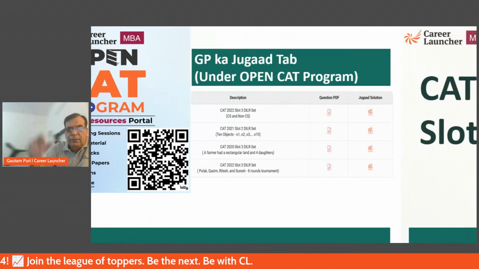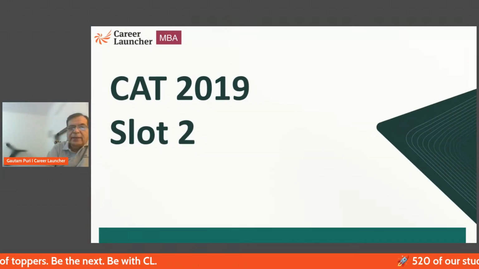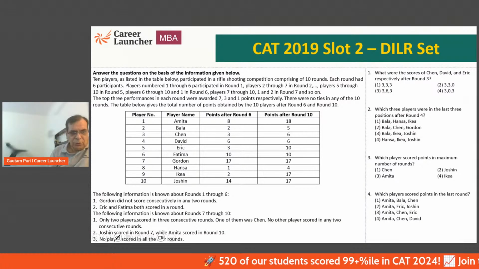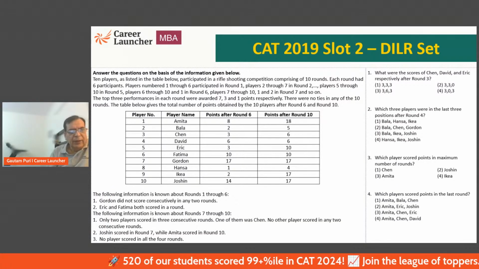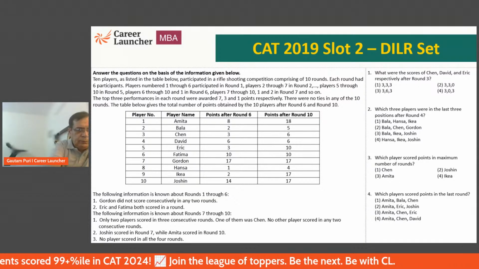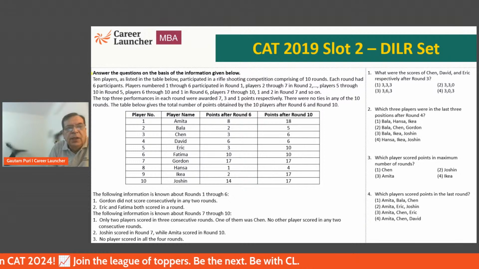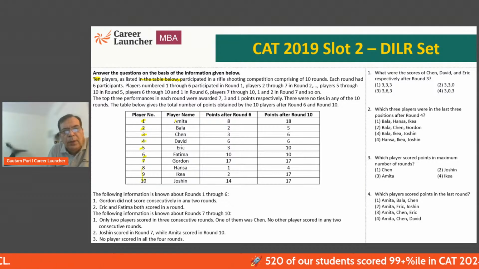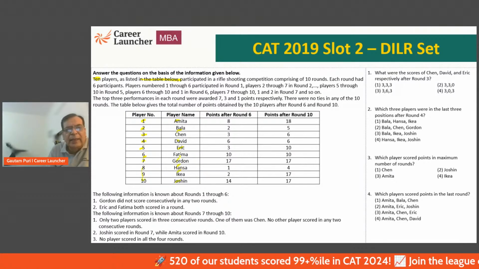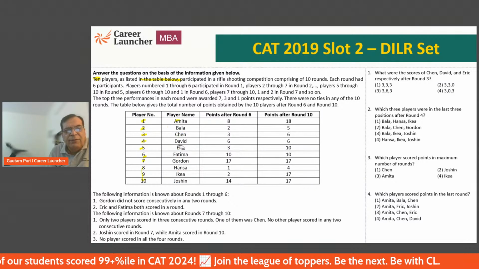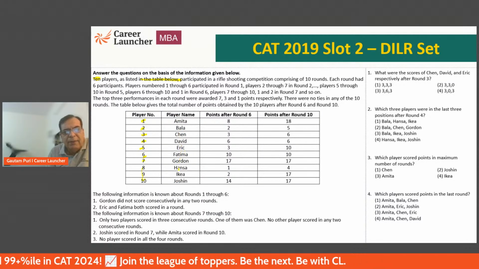Great. So let's look at this particular data set from CAT 2019. Longest story. Okay, let's read it and try to understand. What does it say? 10 players listed in the table below. So there are 10 players listed in the table below. A, B, C, D. Good that they are in alphabetical order. So A, B, C, D, E, F, G, H, I, J.